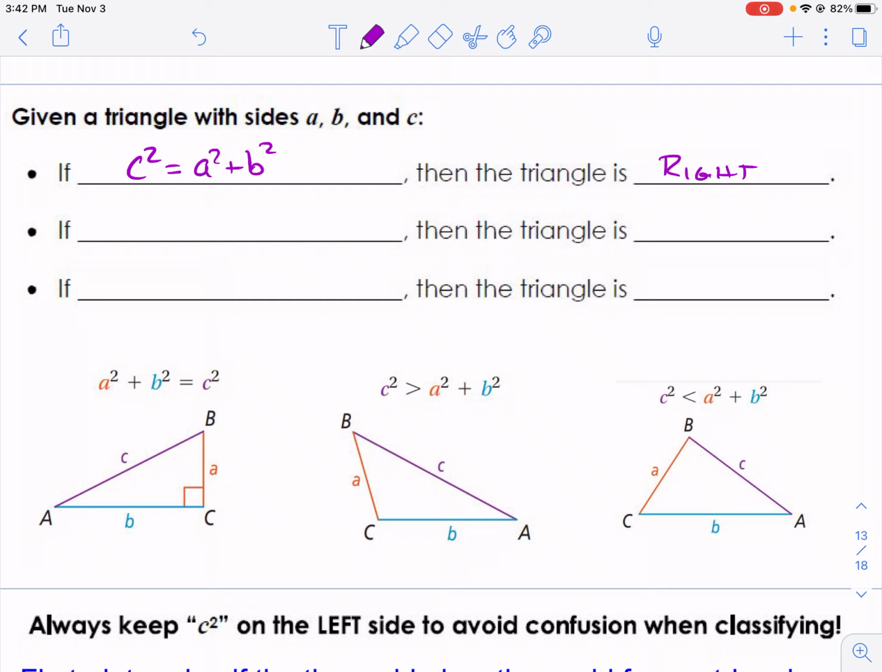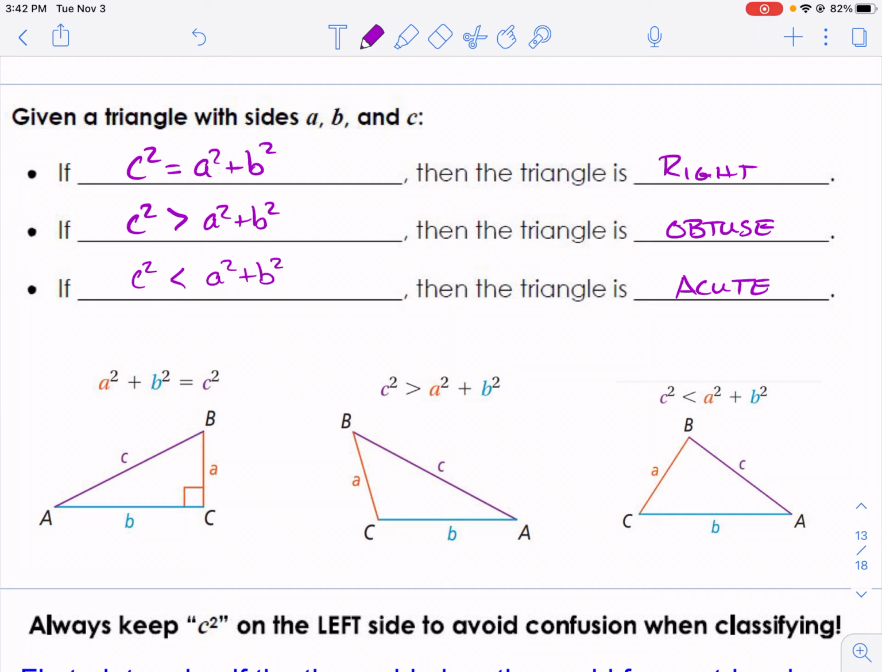The second one is if C squared is greater than A squared plus B squared, then we say our triangle is an obtuse triangle. It all has to do with C squared. In the last one, if C squared is less than A squared plus B squared, then that triangle is acute. So everything is based off of C squared. If it's equal, it's right. If C squared is greater than A squared plus B squared, it's obtuse. And if C squared is less than A squared plus B squared, it's acute.